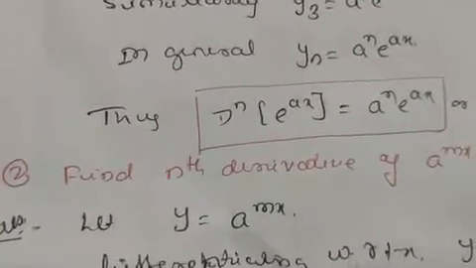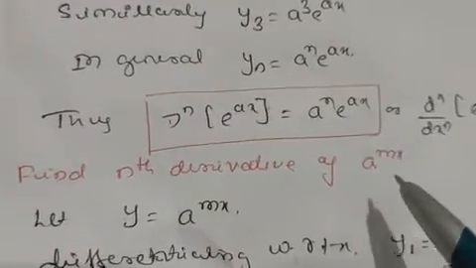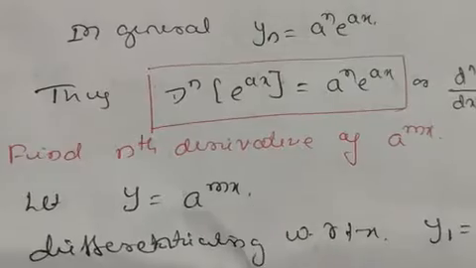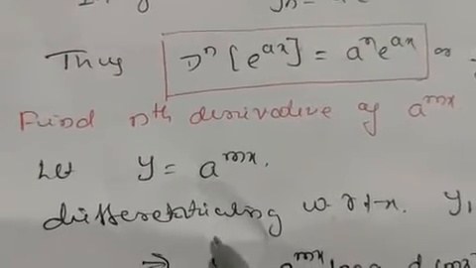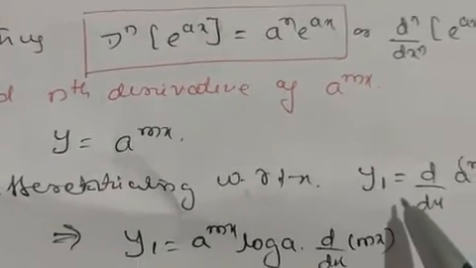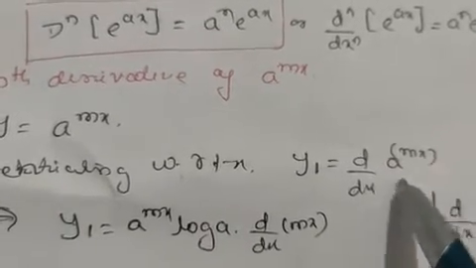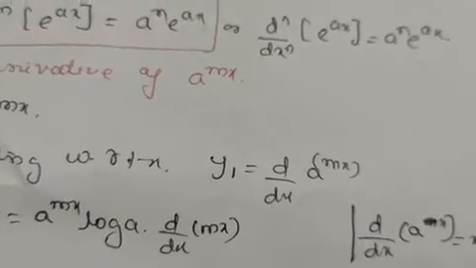Take one more. Find the nth order derivative of a raised to mx. Let us take y equals a raised to mx. Let us differentiate this. Differentiating with respect to x, we have y1 equals the derivative of a raised to mx. We know this formula.